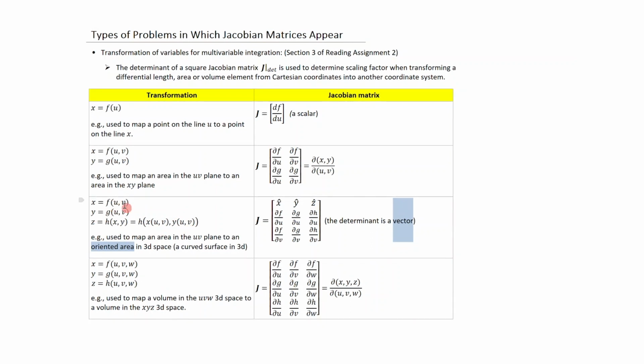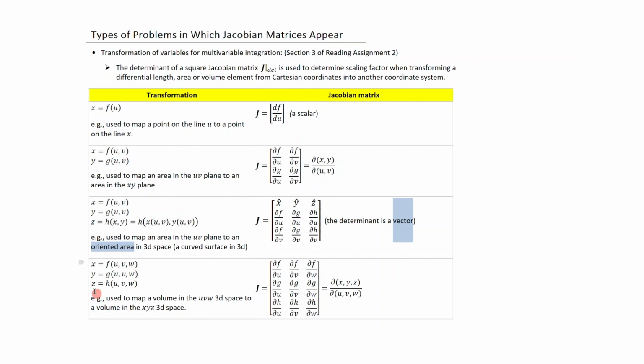And so this type of expression would be used to map an area in the uv plane, which is planar, to an oriented area in 3D space, which is a curved surface in 3D. In this case, friends, we could set up a Jacobian matrix of this form. It looks a little bit different. These x-hat, y-hat, z-hat are the unit vectors in the Cartesian coordinate system. These are the partial derivatives with respect to u and v. And if we were to take the determinant of this matrix, this would essentially allow us to compute a differential surface area element on a curved surface. We'll be dealing with this later in the course, in particular in lectures 19 and 20.